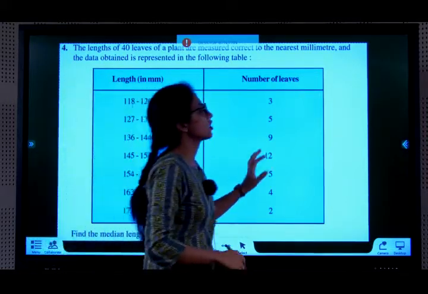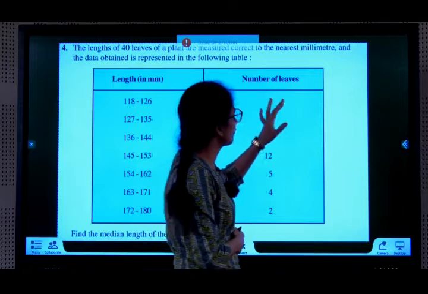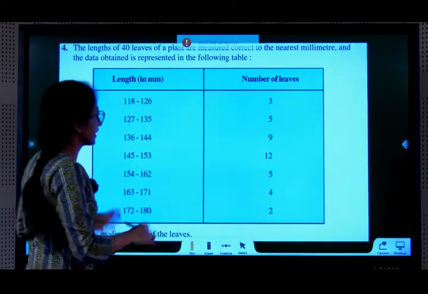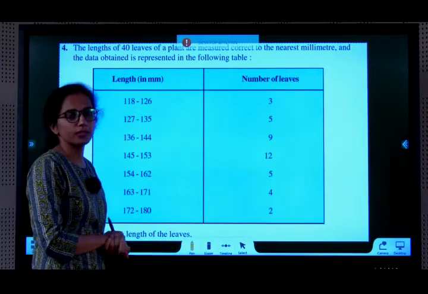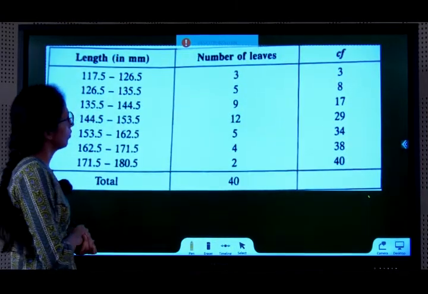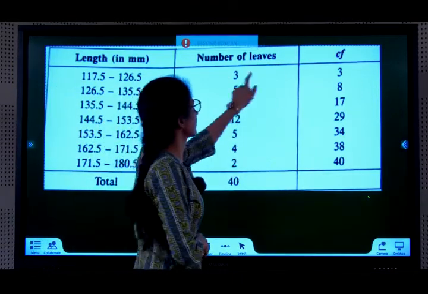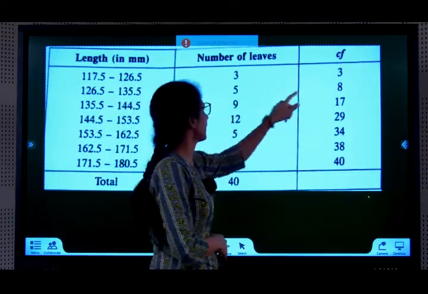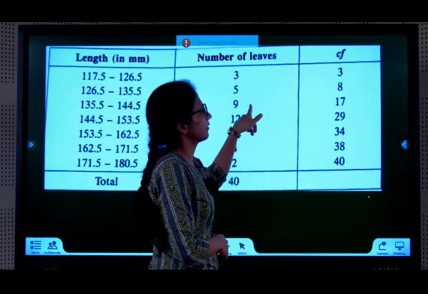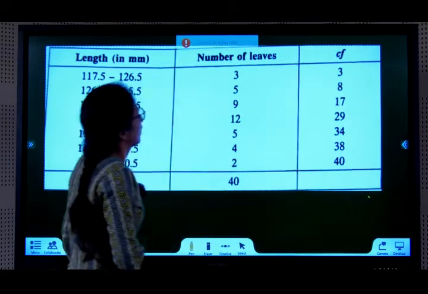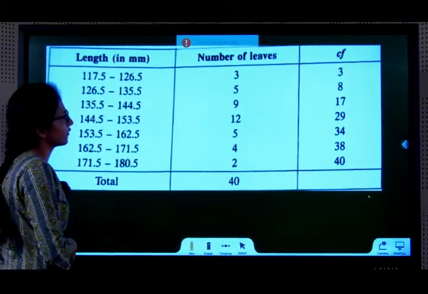This is F. So in order to find median, you need cumulative frequency. Do normal less than method. Go for it. Make the table and we'll verify if our answers match. So this is the length you get. These are the number of leaves. Cumulative frequency 3, 3 plus 5, 8, 8 plus 9. What is 8 plus 9? 17. You know how to do it. Add and go.